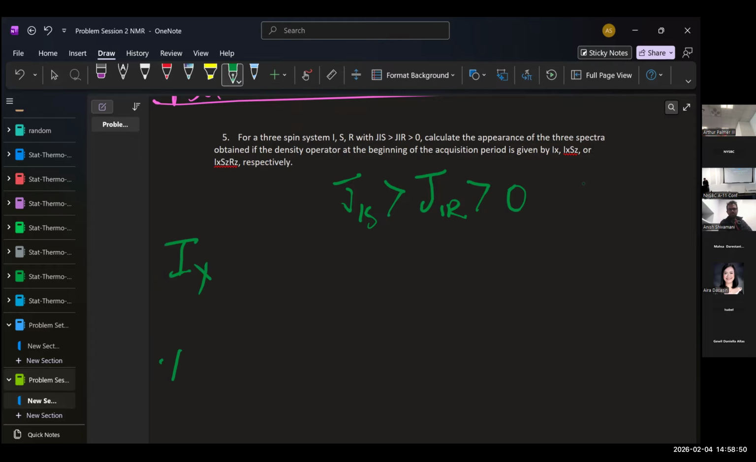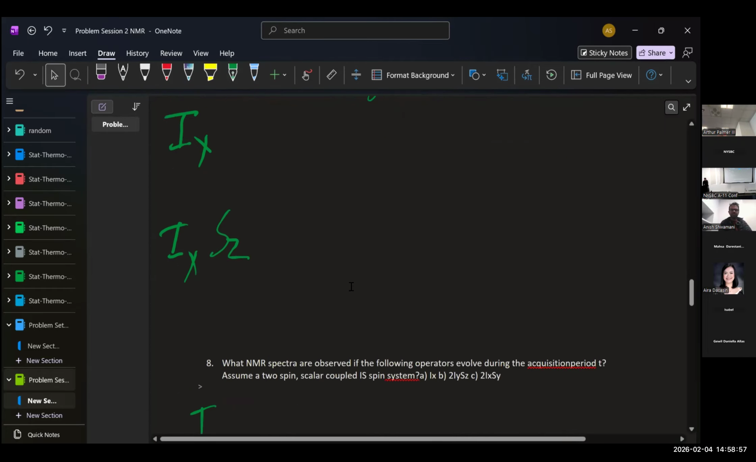The appearance of the 3 spectra with the density operator at the beginning of the acquisition period is given by IX, IXSZ, and IXSZ. I'm not sure if I'm missing a factor somewhere. I don't think I am.